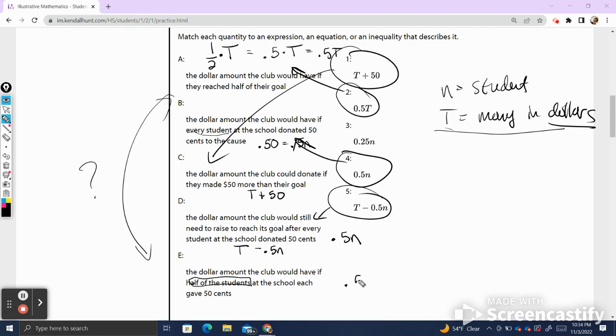I already know we're going to multiply 0.5 times N, but we don't have N students in this case. In this case, we have half the number of students. To get half the number of students, I'm going to say half of N. So 0.5 represents the 50 cents, and this 0.5 represents half of the students who are donating. I say 0.5 times 0.5 is 0.25, and N still lives in our expression. This one over here matches 3.